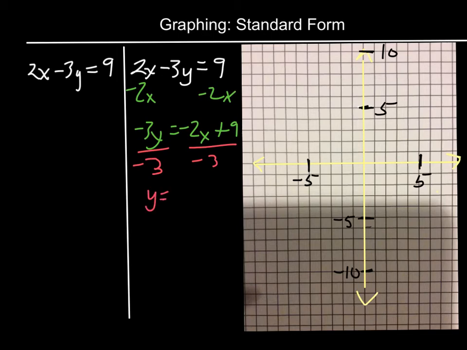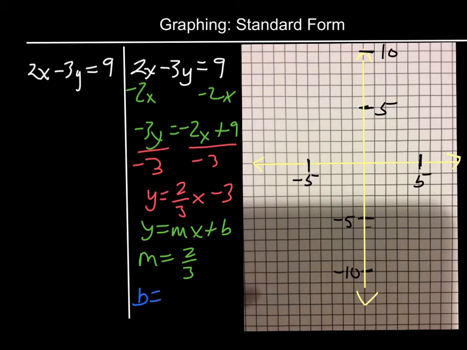So I get y is equal to, when the signs are the same, the answer is positive, so that's going to be a positive 2/3 x. And then here, when the signs are different, the answer is going to be negative, so that's going to be minus 3. And now I have it in y equals mx plus b. So my m is equal to 2/3, and my b is equal to negative 3 over 1.